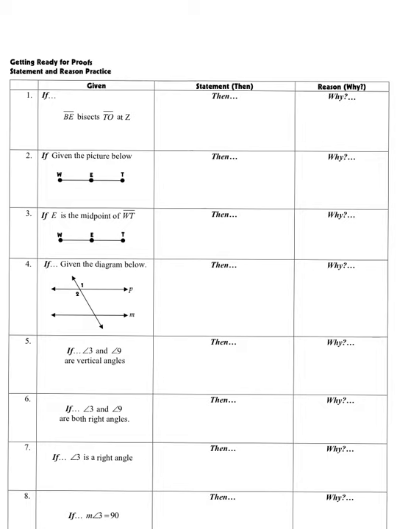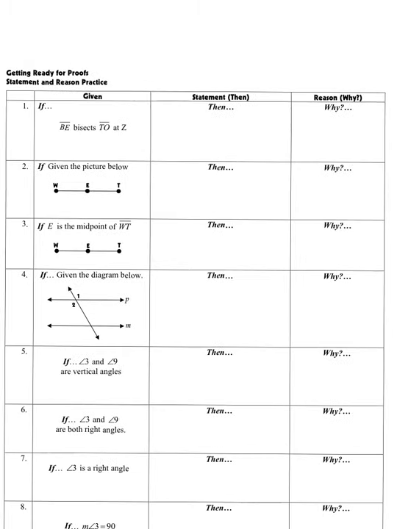So the first one here we have our if segment BE bisects segment TO at Z, then we would know that Z is the midpoint of segment TO. And the reason why would be a definition, which we can abbreviate, of a segment bisector.